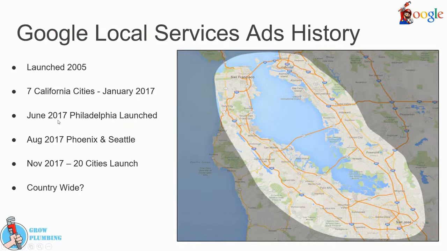And then fast forward to about June of last year, it went live in about 7 California cities, including San Diego, Los Angeles, Sacramento, Stockton, San Francisco, Silicon Valley, that area there. So it was live in 7 cities in California for about a year. And then the first one outside of California was Philadelphia, which launched back in June. I'm not sure why they chose Philadelphia, but that was the first East Coast company.